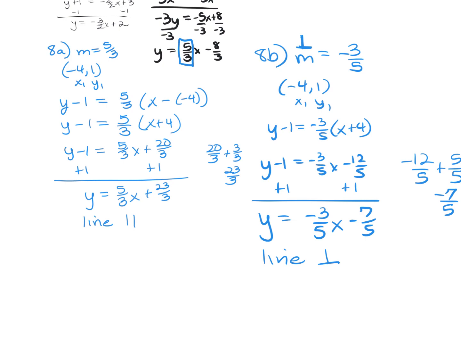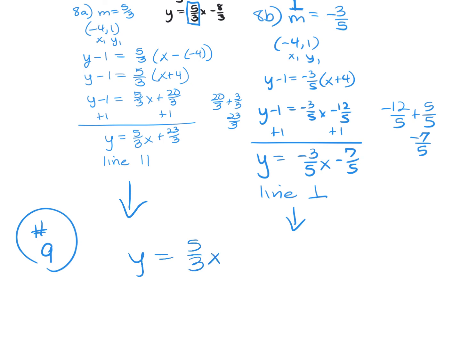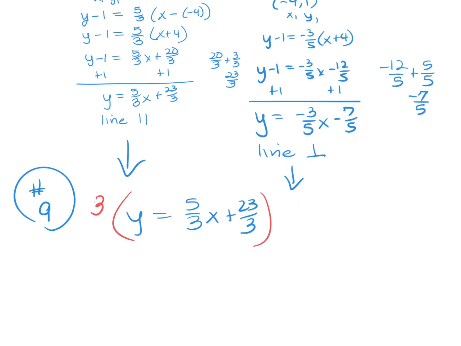Number 9, even though it's misnumbered, they want me to take both of these and change them into standard form. So remember, standard form, no fractions, and the a, the number in front of x, must be positive. So what I'm going to do first is clear the fraction. So I'm going to multiply my entire equation by 3. So this will give me 3y equals 5x plus 23.